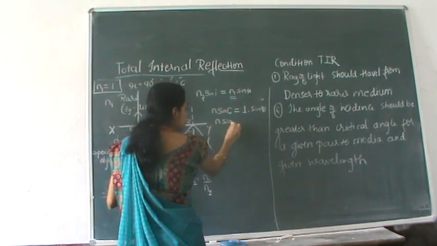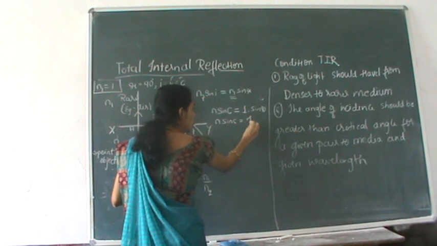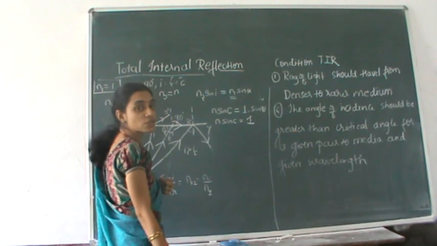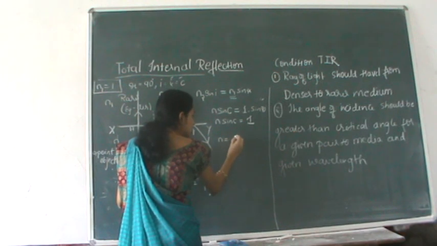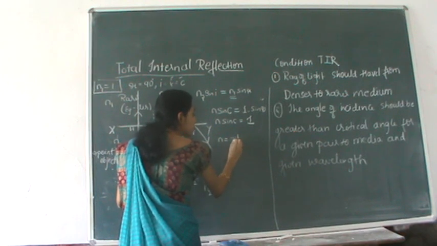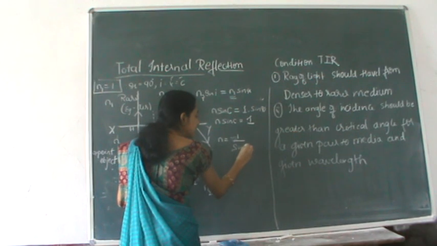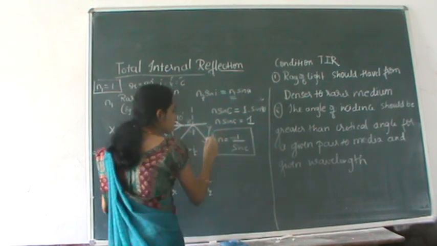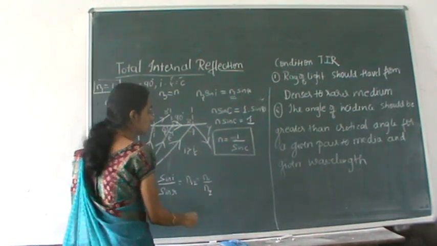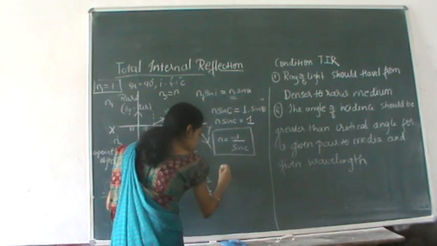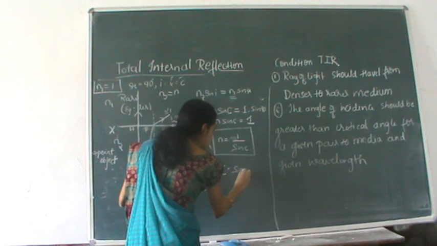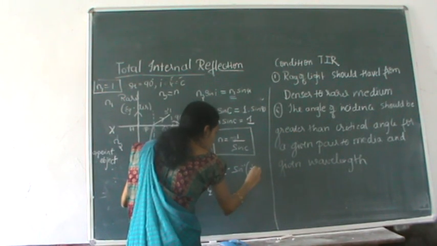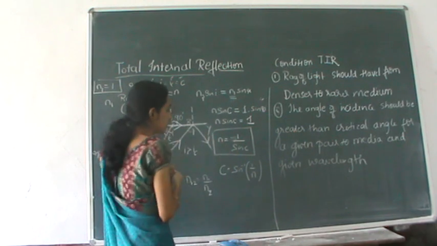And sin c equal to what? 1. And n sin c is equal to 1. That value you get, n is equal to 1 by sin c. Okay. Or if I write in terms of critical angle c, it will be sin inverse of 1 by n.